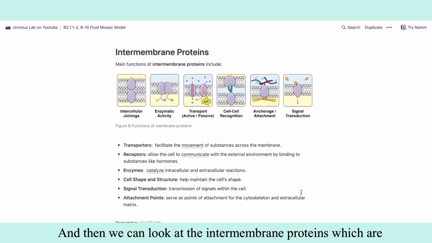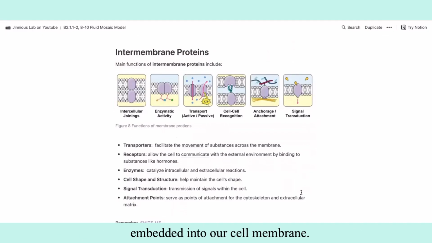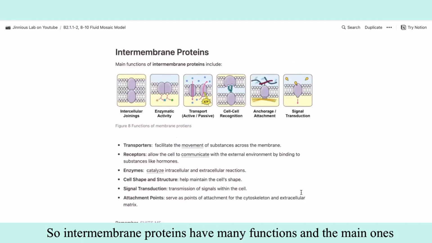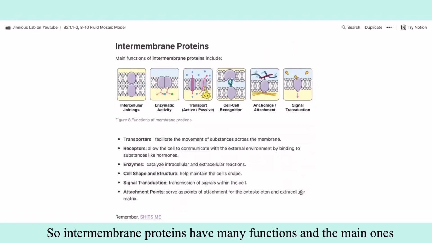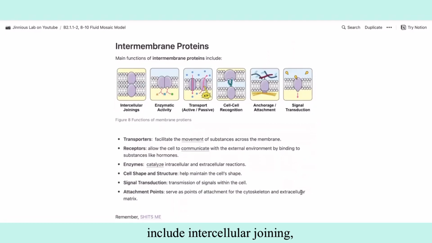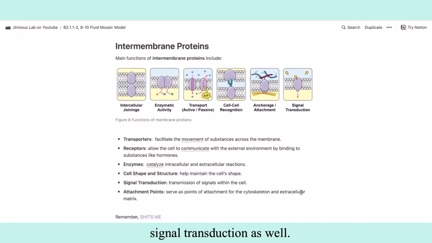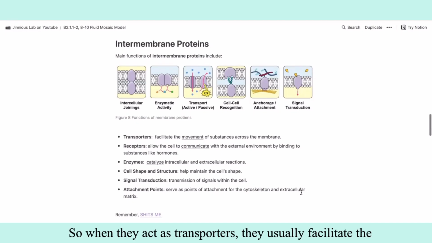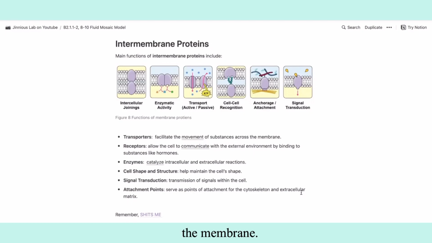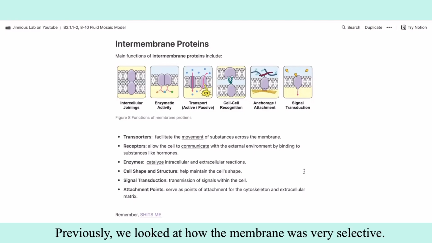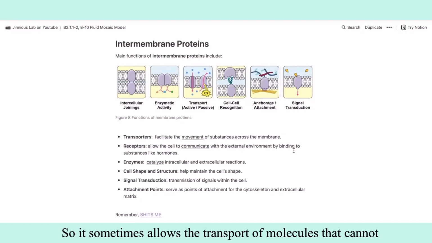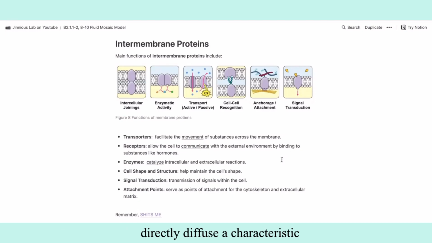And then we can look at the intermembrane proteins, which are embedded into our cell membrane. Intermembrane proteins have many functions, and the main ones include intercellular joining, enzymatic activity, transport, cell-to-cell recognition, anchorage, attachment, and signal transduction as well. When they act as transporters, they usually facilitate the movement of substances across the membrane. Previously, we looked at how the membrane was very selective, so it sometimes allows the transport of molecules that cannot directly diffuse across the membrane.